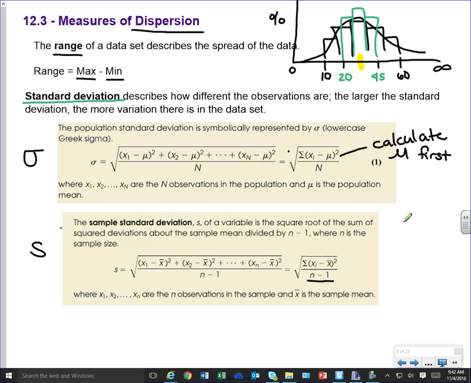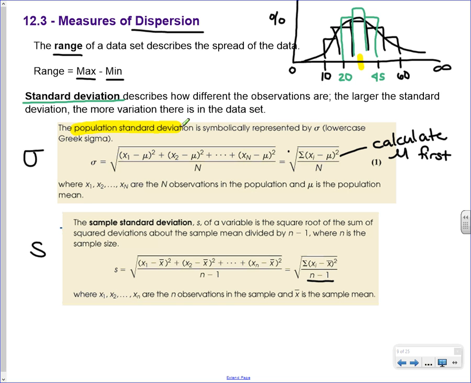Okay, so it has to be a non-negative number, 0 or a positive number. It can't be negative. The closer it is to 0, the less variation there is in your data. The closer it is to infinity, or the bigger it is, the more variation there is in your data. Now, just like we did with means, we do have two different ways of calculating standard deviation, okay?